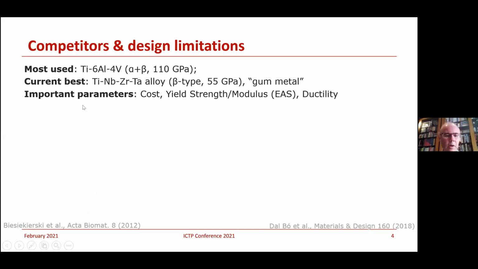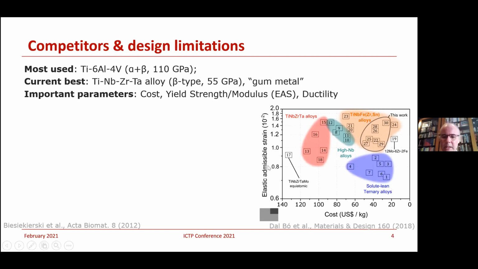So you are looking for materials that have low cost, but still have a good balance between the yield strain and the moduli, particularly looking for the elastic absorbable strain with respect to the cost. This family of systems is here, and we'll try to look into something that is more at low cost, but still has good biocompatibility properties.